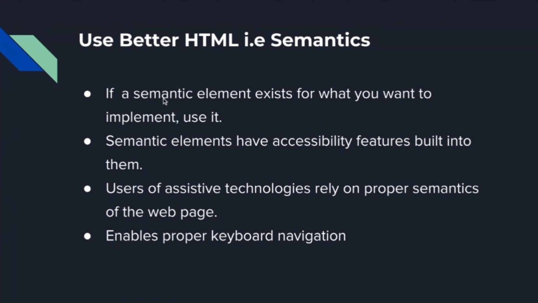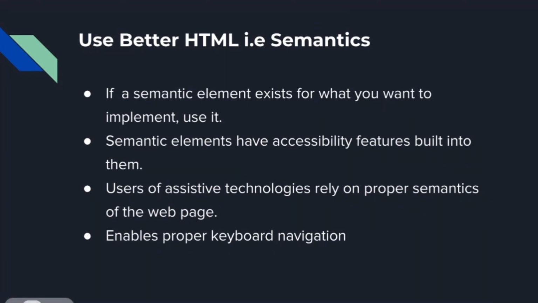So if a semantic element exists for what you want to implement, then use it. If a button is there, please use it. If a p tag is there, please use it. Semantic elements have accessibility features already built into them, and they're communicated to assistive tech like screen readers in a proper way. Users of assistive technology rely on proper semantics of the web page, and it also enables proper keyboard navigation.